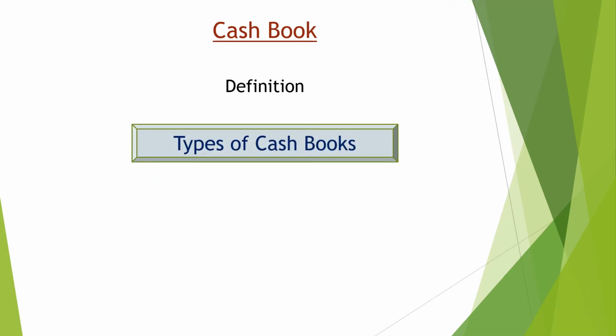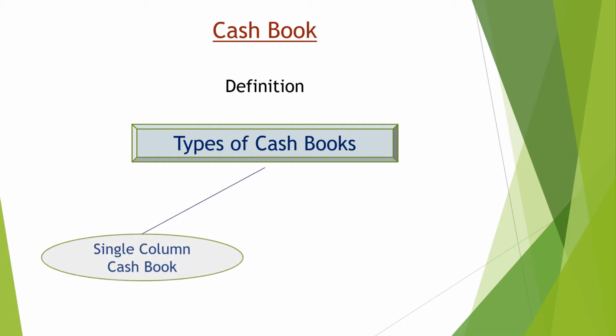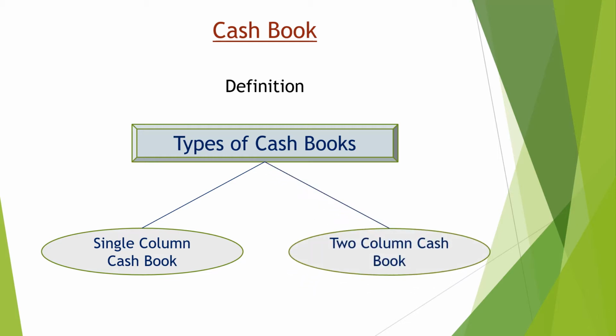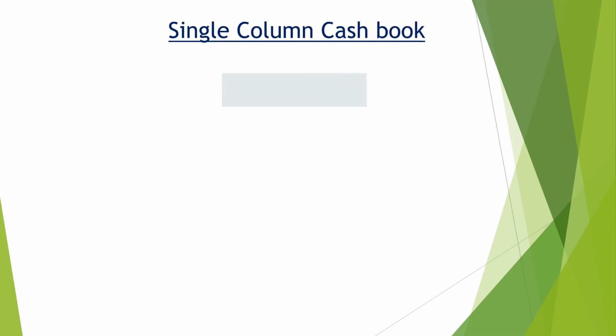Let's come now to the types of cash book. There are two types of cash book. The first one is single column cash book, where only cash receipts and payments are recorded. In two column cash book, cash and bank receipts and payments are recorded. Now we first come to single column cash book, and let's see the format.